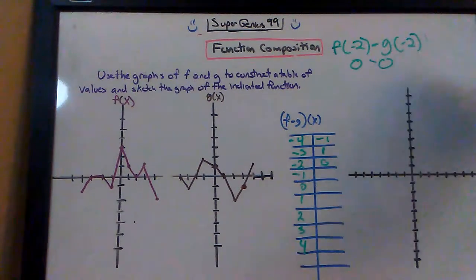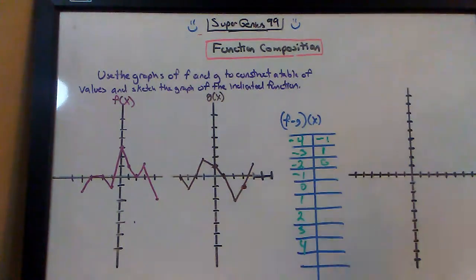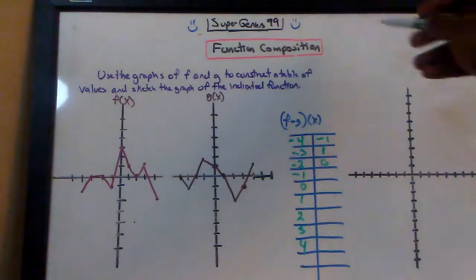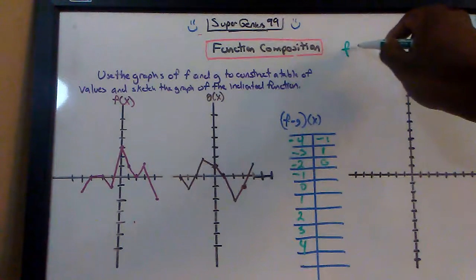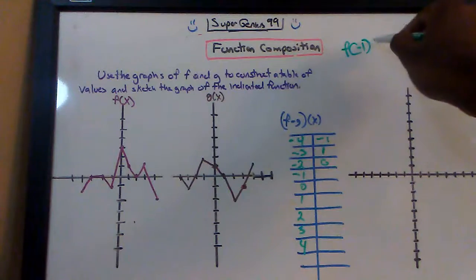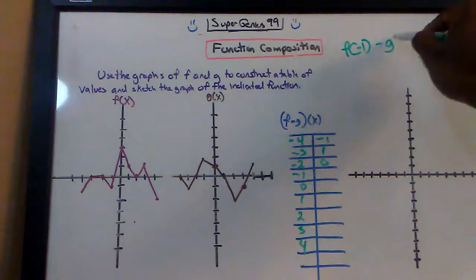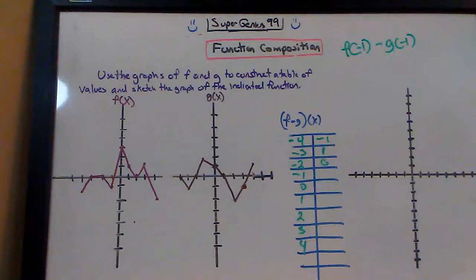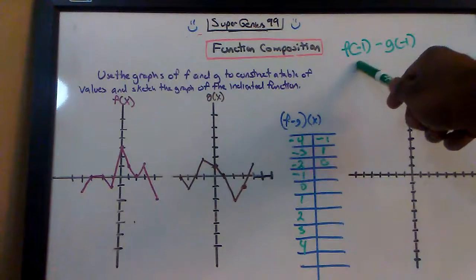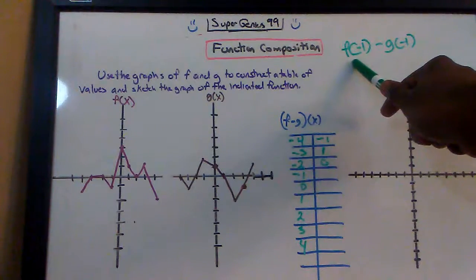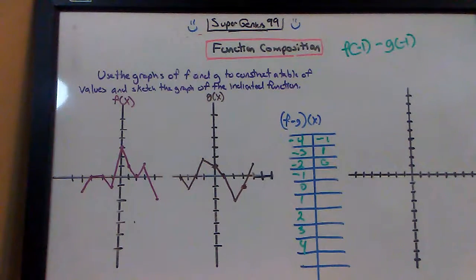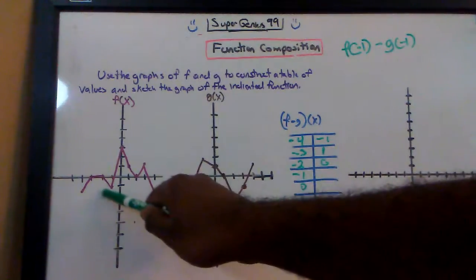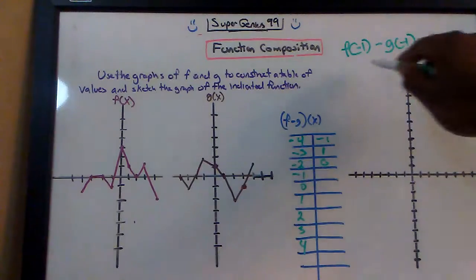The next one is just going, like I said, from left to right, negative to positive. f of negative 1 minus g of negative 1. So what is y when x is negative 1 on the f function? When x is negative 1 in the f function, y is negative 1.